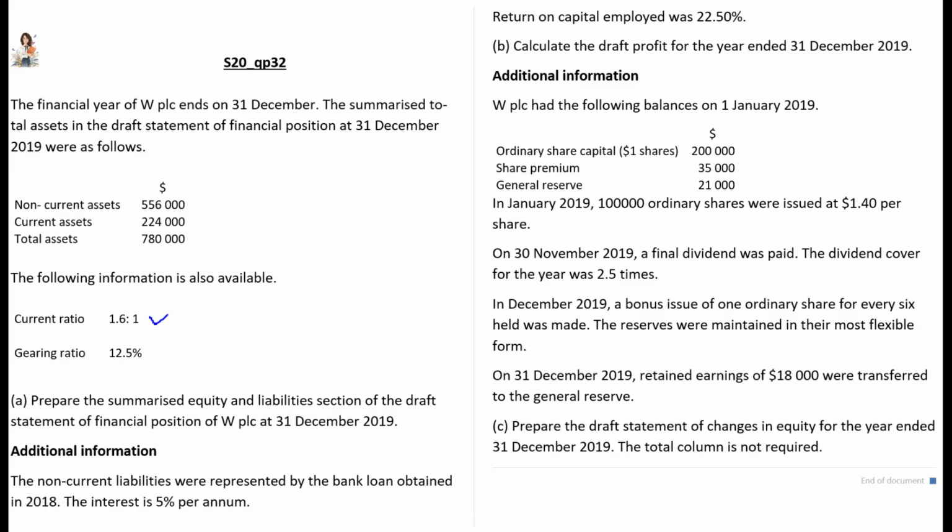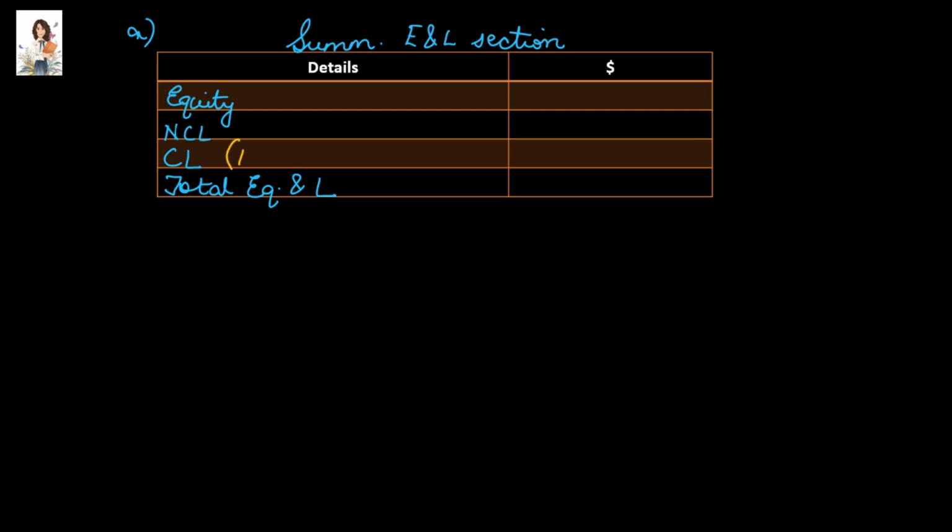In the question, we have been given the current ratio as well as the current assets. So it should be easy to find out the current liabilities. So we'll find out the current liabilities first. So we will write working note 1. We know that current ratio is equal to current assets upon current liabilities. And in this case, it is 1.6.